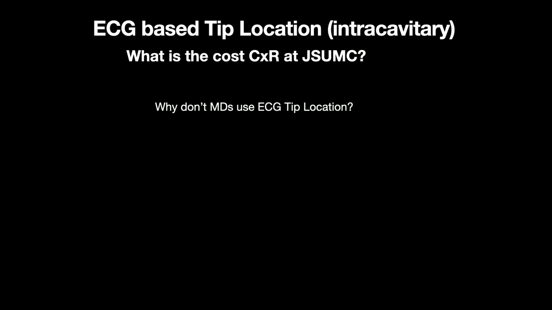So I'm going to talk about EKG-based tip location of the catheters. And one of the things that I've asked a couple of times, what is the cost of a chest x-ray in this institution? That'll be important for me to know. Why don't MDs in the United States use EKG-based tip location? Somebody tell me why they don't use it. When I asked this question in Florida, the chief of critical care told me he'd never heard of it. I'm going, well, that was honest. If you never heard of it, you wouldn't use it, right?